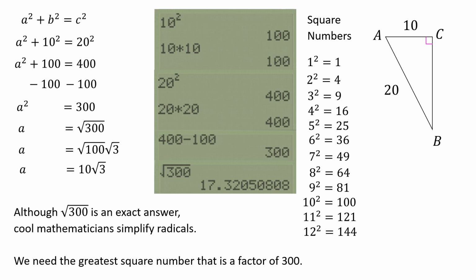All right. Square root of 300, technically that is an exact answer. But cool mathematicians know that redundancy, right? I mean, cool mathematician. If you're a mathematician, aren't you cool by definition? I mean, come on.